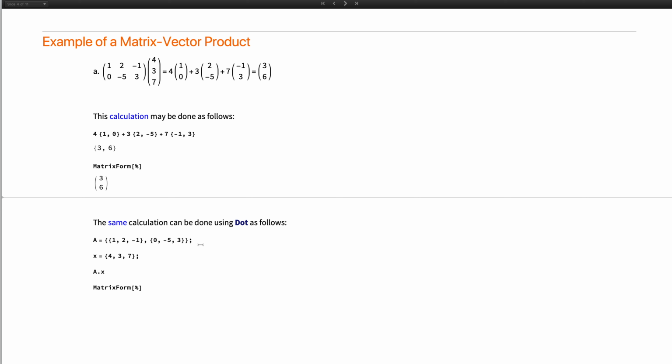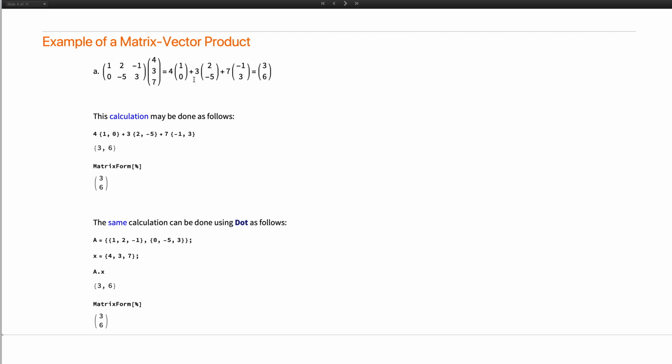Now the point is that we have a very simple but very powerful function in the Wolfram Language, namely Dot, which will do exactly that for you. So here's the matrix, here's the vector, and then if you do a dot x, that dot in the middle is multiplication, then you get back just the same answer. So Dot is by far one of the most useful functions in linear algebra.